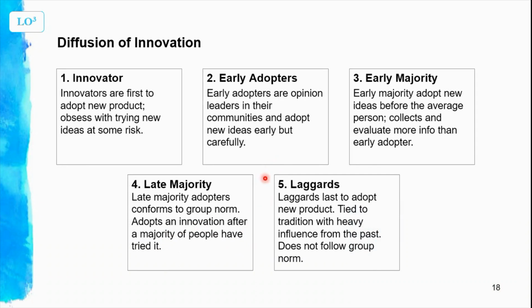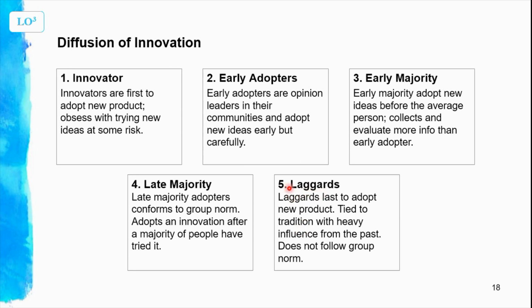And lastly, you have the group of people who refuse or are too late in adoption. These are what we call laggards. Laggards are last to adopt a new product. They are tied to tradition with heavy influence from the past and do not follow the group norm. One example of a laggard could be some of your friends or relatives who are still not on social media. On a social media basis, the laggards are not interested in the product. They still prefer traditional paper and pen, or traditional ways of communication, face-to-face. Social media is perhaps not an option for them, and that is what we term the laggards.